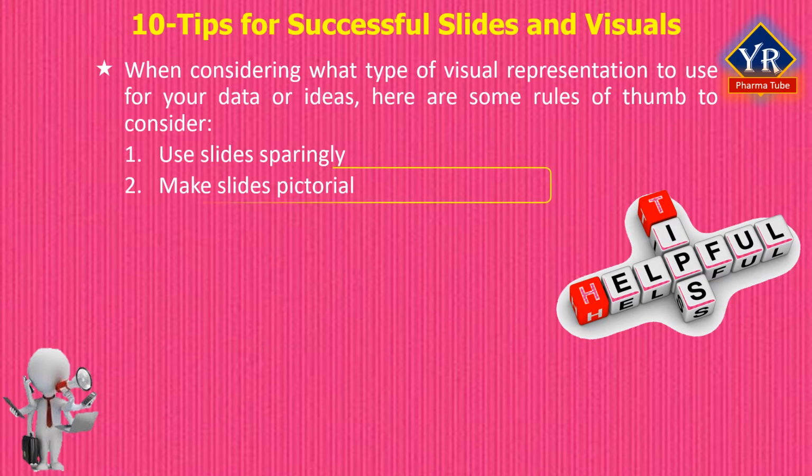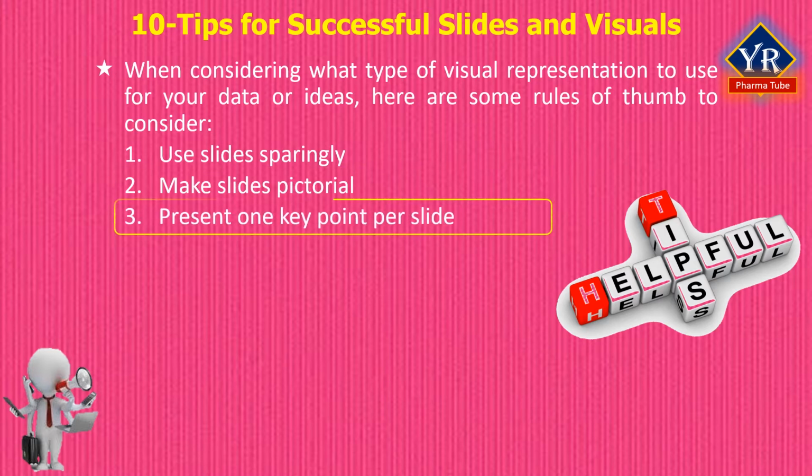Number 2, make slides pictorial. Present graphs, pictures of equipment, flowcharts, etc. All these give the viewer an insight into the presentation. Otherwise, you would require to mention many words or columns of numbers. Number 3, present one key point per slide. Keep the focus of the slide simple and clear. Presenting more than one main idea per slide can seriously detract from the impact.